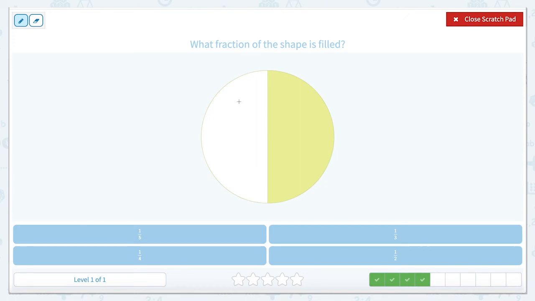So let's see how many equal parts our circle is split into. Well, we have one part here and two parts here. So even though it's a different shape, we still have two equal parts, which means that each part is just one of those two. So this side of the circle is equal to one half of the circle, and this side of the circle is also equal to one half.